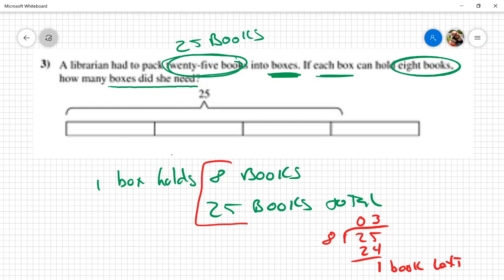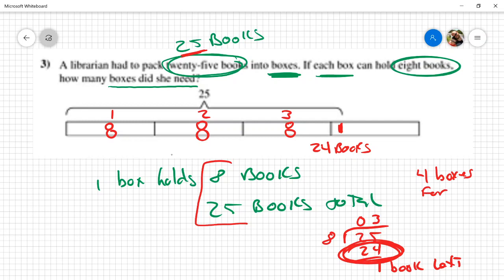Now, a librarian had to pack 25 books into boxes. If each box can hold 8 books, how many boxes does she need? Well, there's 8 in this box, 8 in this box, and 8 in this box. That's 8, 16, 24. So that's 24 books. That's this number right here. So this is box number 1, box number 2, box number 3. But we have a box number 4 right here. Do we need the fourth box? Well, we have 25 books total, so I need to put 1 book in this box. So I need that box. So I need 4 boxes for 25 books.